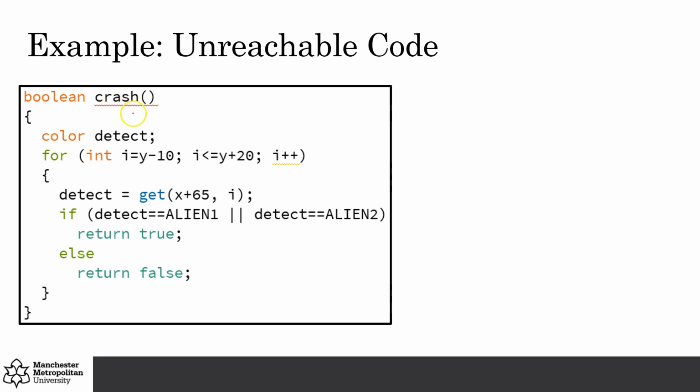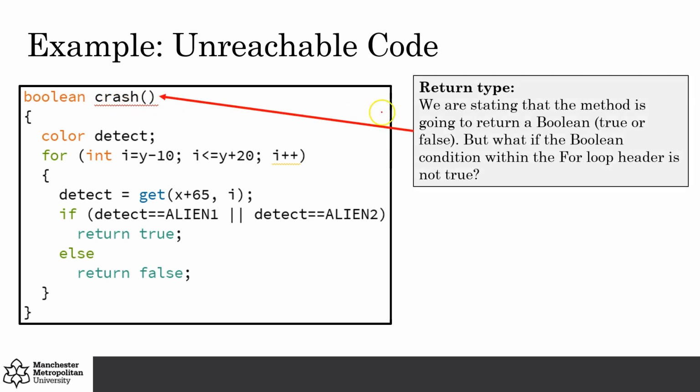So we'll start with this crash method name. So we're stating here that this method is going to return a boolean, i.e. true or false. But what if this for loop here never actually executes? So for example, this boolean condition here inside the header of the for loop, what if that never evaluates to true? And if that never evaluates to true, we've got two return statements here, and those return statements are inside the for loop. So let's say we call this crash method, and this for loop never executes. That means these return statements never get the chance to execute. So we'll essentially get trapped inside this method because we've got no chance of returning if this condition is never true.